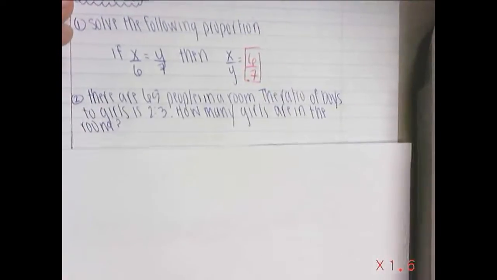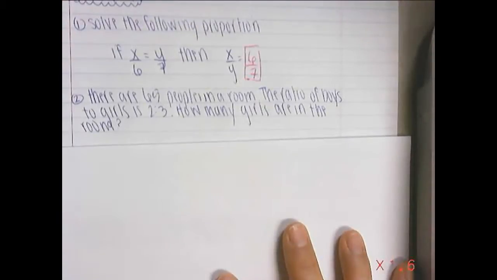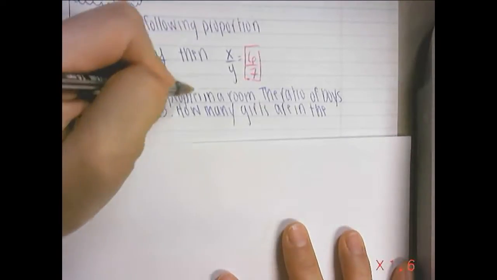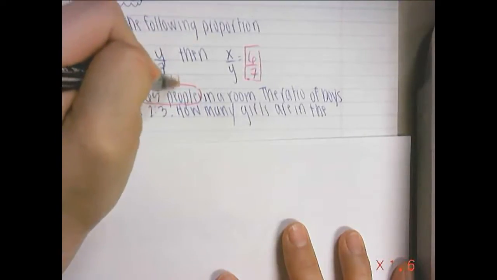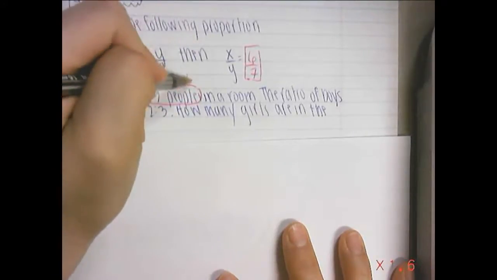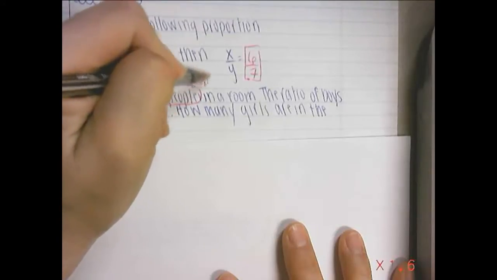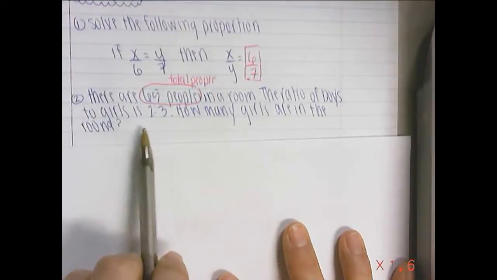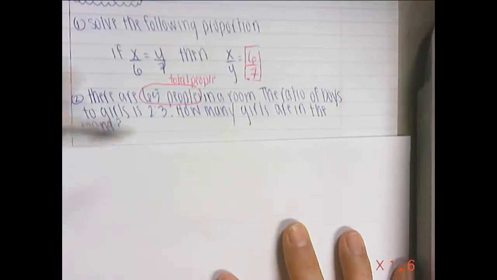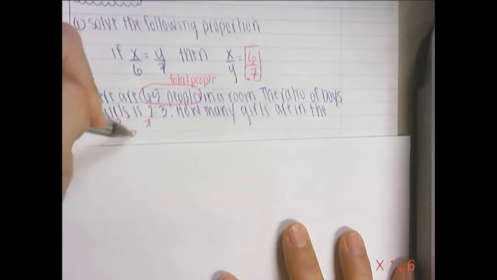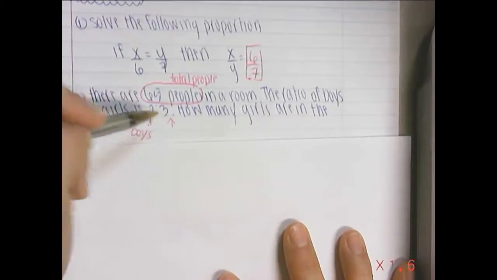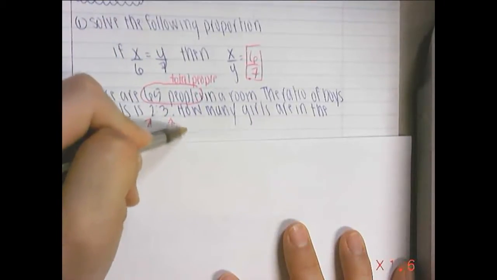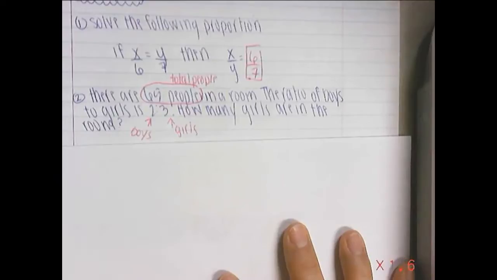Okay, next one. There are 65 people in a room. That's the total amount of people. The ratio of boys to girls is 2 to 3. So this is the boys. And this is the girls. How many girls are in the room?